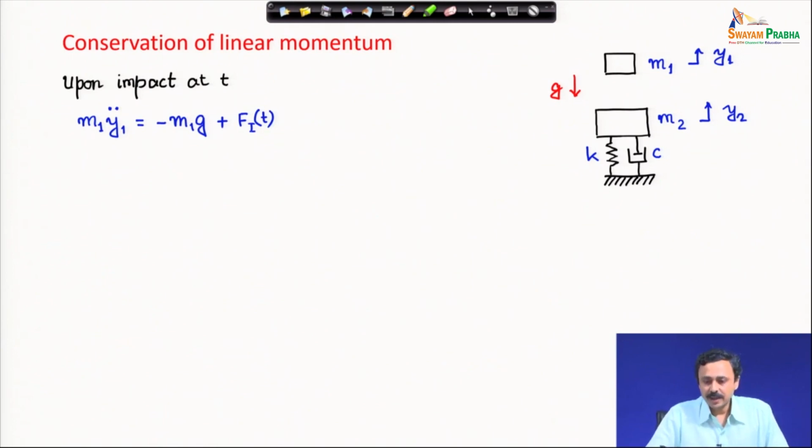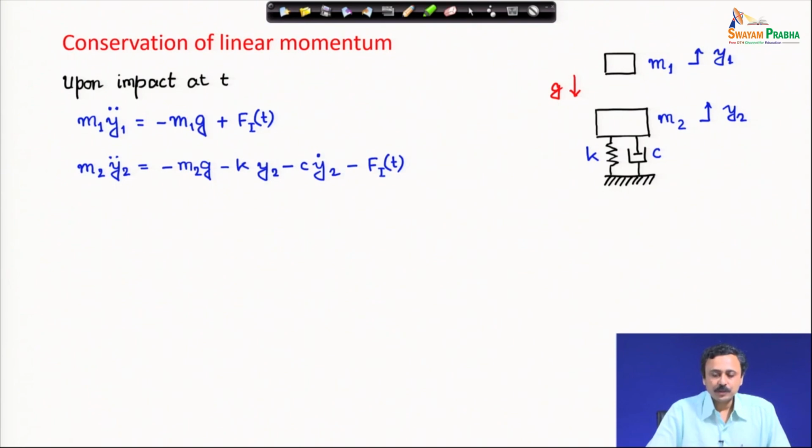When this mass m1 impacts m2, at that instant an impulsive force will act on m1 as well as m2. On m1 it is directed upwards, therefore, on the right hand side I write it as plus Fi, impulsive force at the point of impact. Therefore, m1 y1 double dot is equal to minus mg, which is vertically downwards, plus Fi, impulsive force which is vertically upwards.